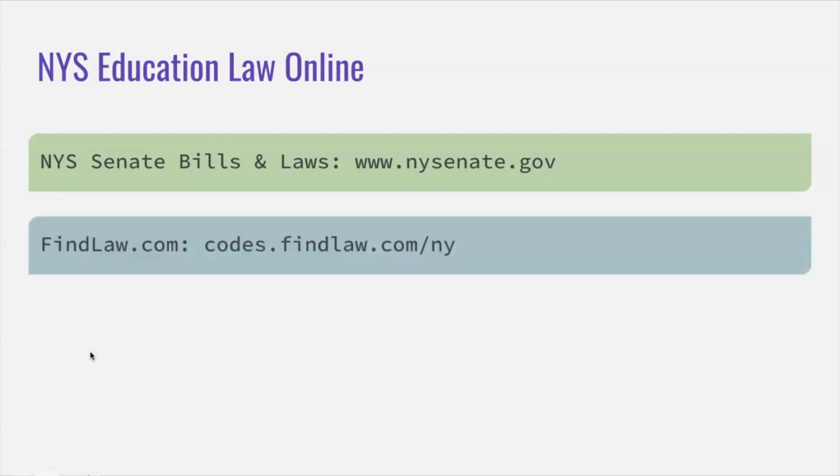You can also find New York State education law at a website called findlaw.com. That is codes.findlaw.com/ny. This is a website that actually has laws of all the states. So if you just go to codes.findlaw.com, it'll take you to their homepage where you can select a state. But for our purposes, you want to go to New York State laws, and then from there, you click on the education law.